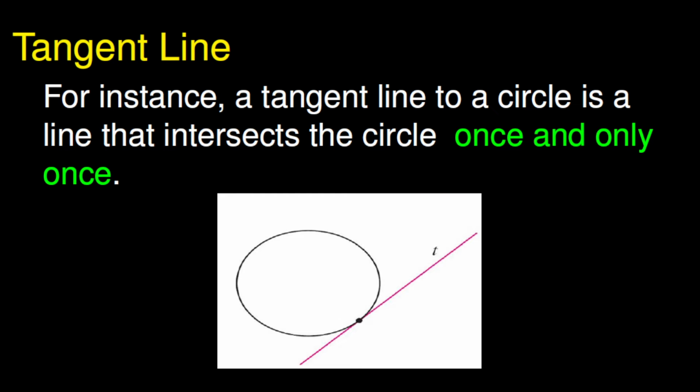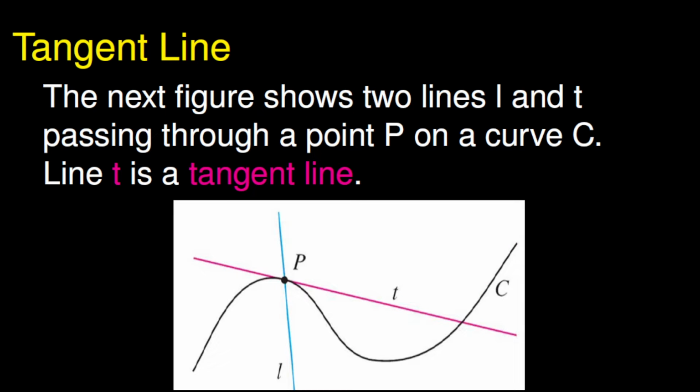For a circle, we could simply follow Euclid and say that a tangent is a line that intersects the circle once and only once, as in the following figure. For more complicated curves this definition is inadequate. The following figure shows two lines L and T passing through a point P on a curve C. The line L intersects C only once, but it certainly does not look like what we think of as a tangent. The line T, on the other hand, looks like a tangent but it intersects C twice.